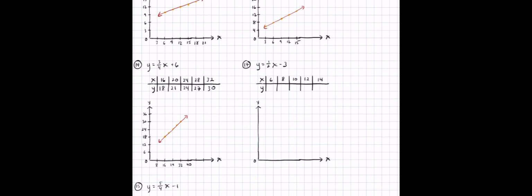Half of 6 is 3. 3 minus 3 is 0. Half of 8 is 4. 4 minus 3 is 1. Half of 10 is 5. 5 minus 3 is 2. Half of 12 is 6. 6 minus 3 is 3. Half of 14 is 7. 7 minus 3 is 4.